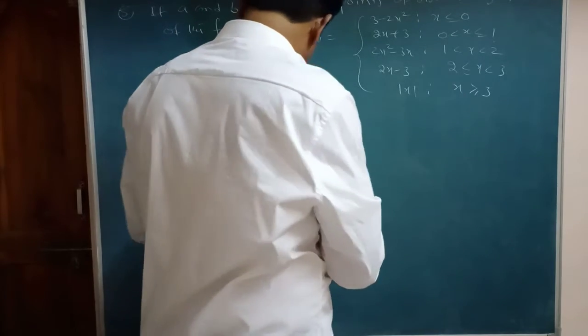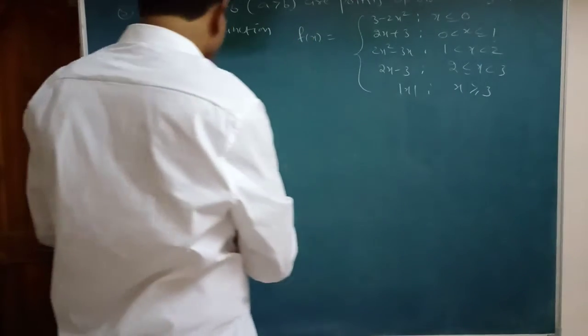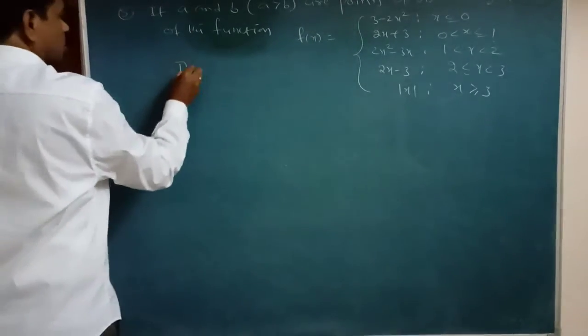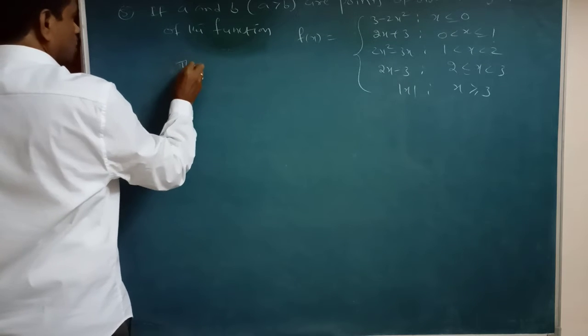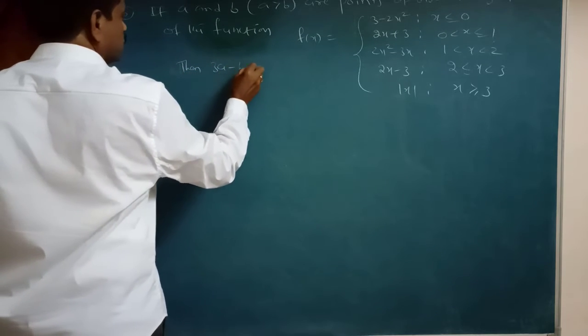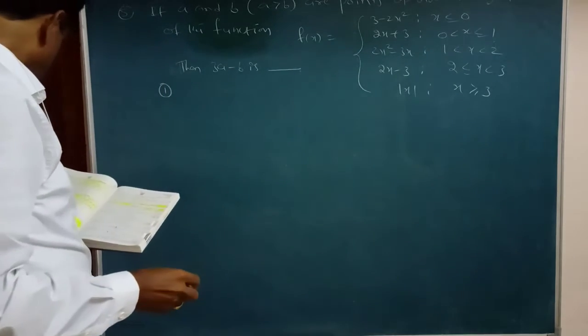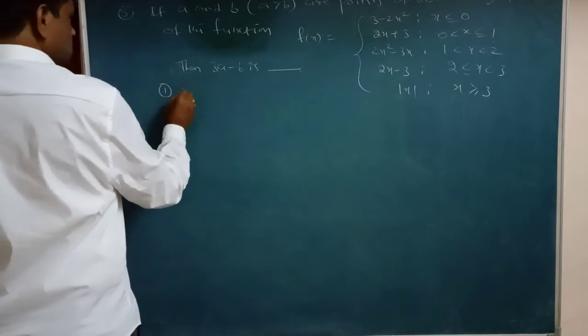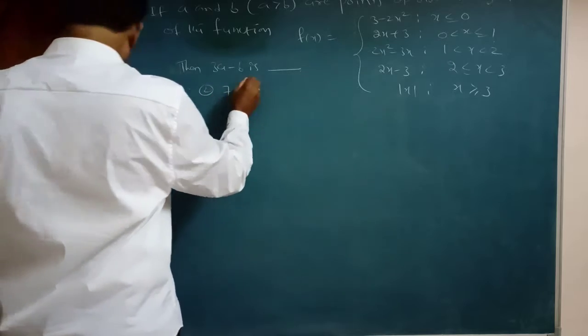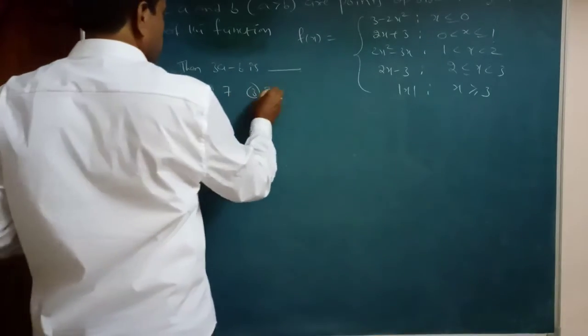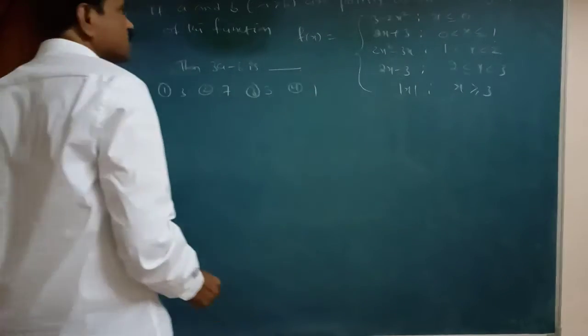Then 3A minus B is dash. First option 3, second 7, third one 5, and fourth one.